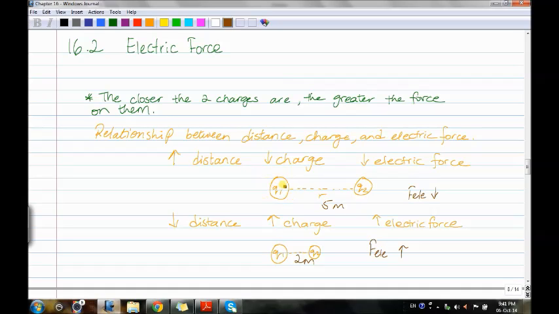As you can see here, we have two charges. Let's say the distance between them is 5 meters, which is the r. So it would be the less the charge and the less the electric force. Now here, the less the distance, the more the charge and the more the electric force. We also have two charges, but the distance here is less than the one here. Let's say it's 2 meters. So here the charge is more and the electric force is also more.